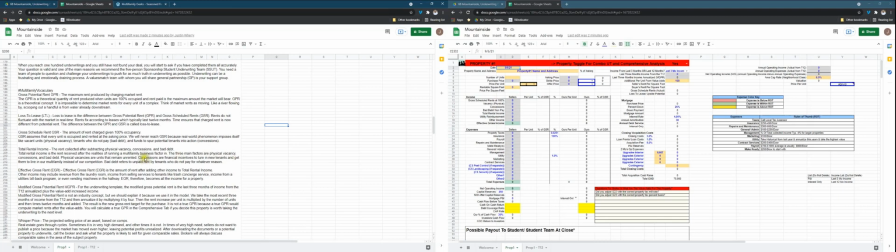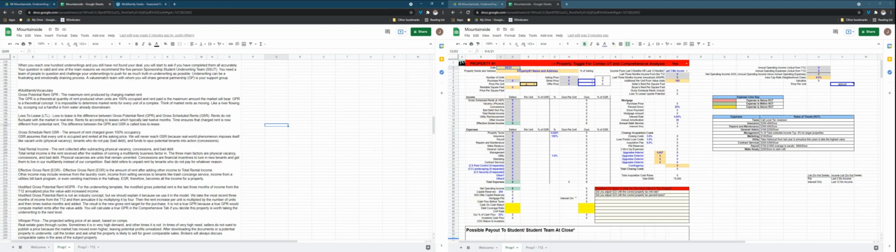Look down, total rental income. Total rental income is the rent collected after subtracting the physical vacancy, concessions, and bad debt. Okay. So you've got physical vacancy, concessions, bad debt, and we'll talk about what those are a little bit more. But yeah, you subtract these three from your gross scheduled rent and it gives you your total rental income.